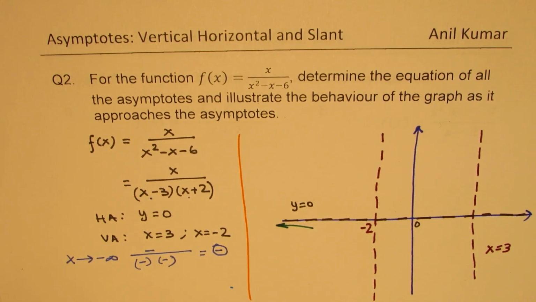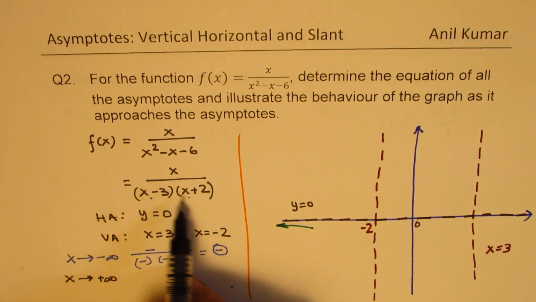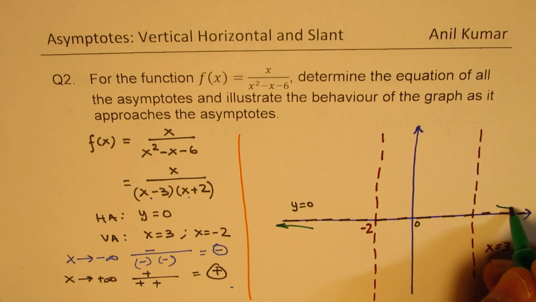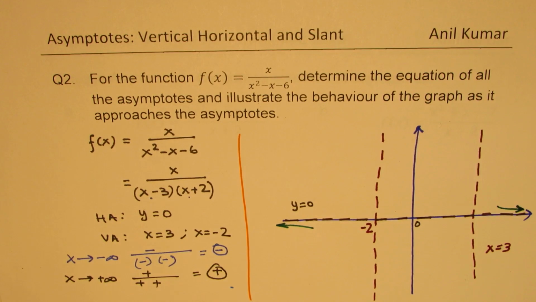Second, if x is approaching positive infinity, in that case, all of them are positive, right? This is positive, this is positive, this is positive. All these positive, when multiplied, will give you positive. And so on this side, it approaches from above the axis. So that is how it approaches. Does it make sense to you? Correct? Now let's talk about the vertical asymptotes.